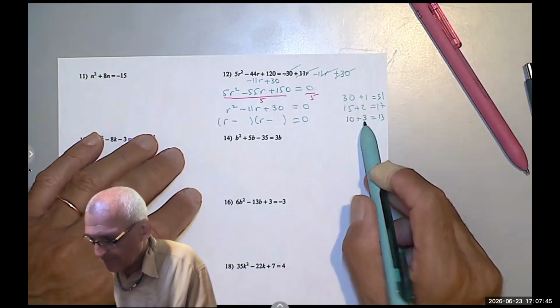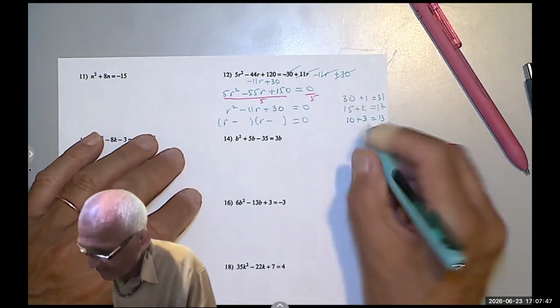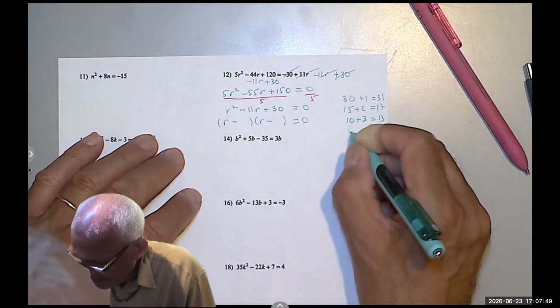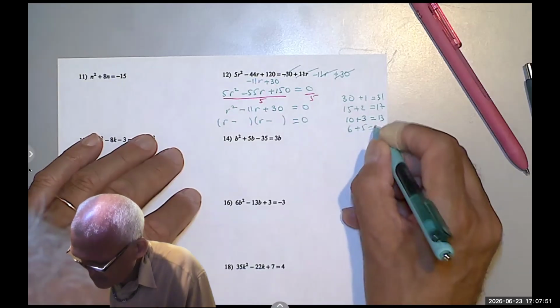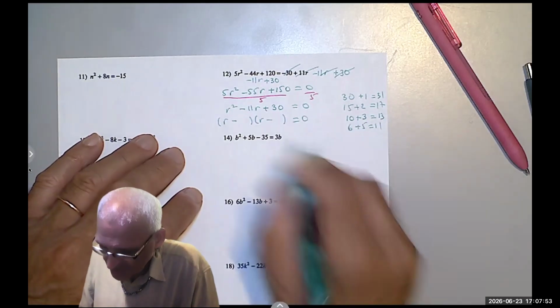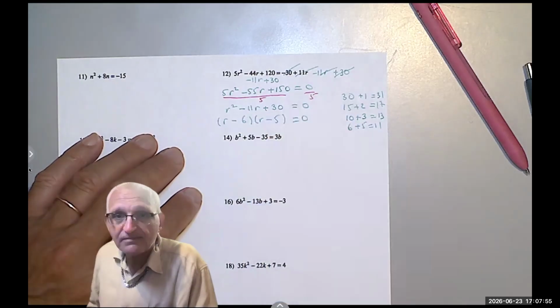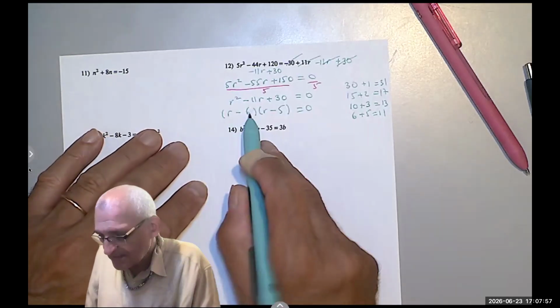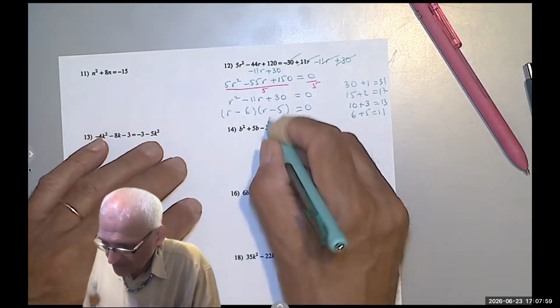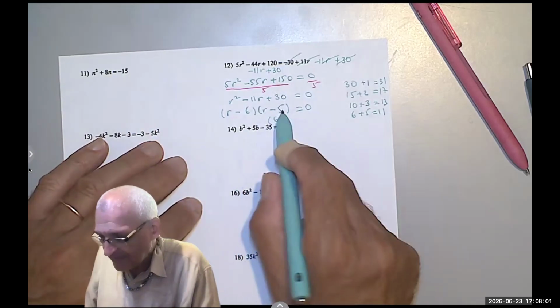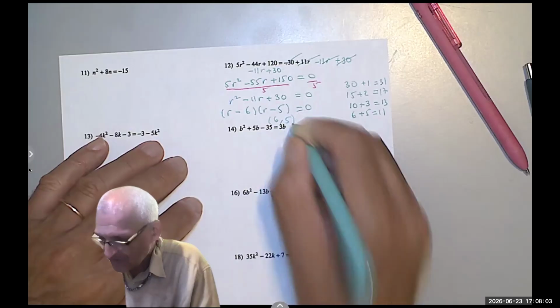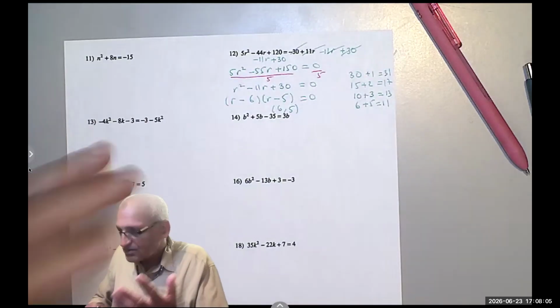30 is not divisible by 4, but it's divisible by 5. 6 times 5. And 6 plus 5 is 11? Yes. So 6 and 5. If r minus 6 equals 0, then r equals 6. And if r minus 5 equals 0, then r is 5. So the answers are 5 and 6, or 6 and 5.